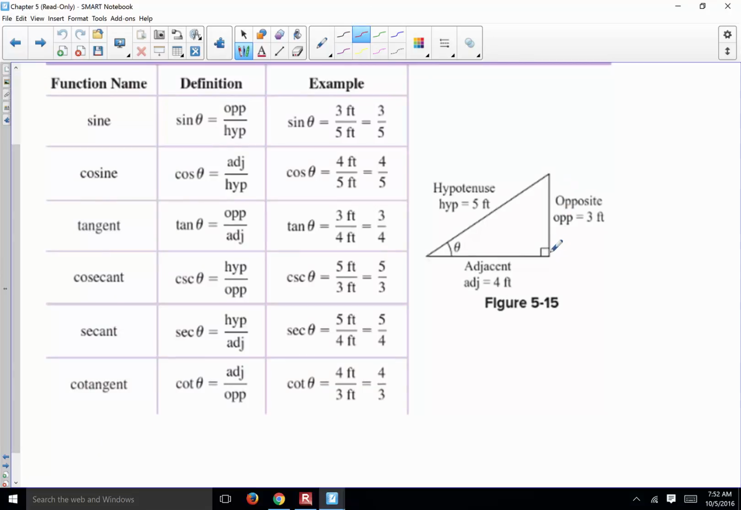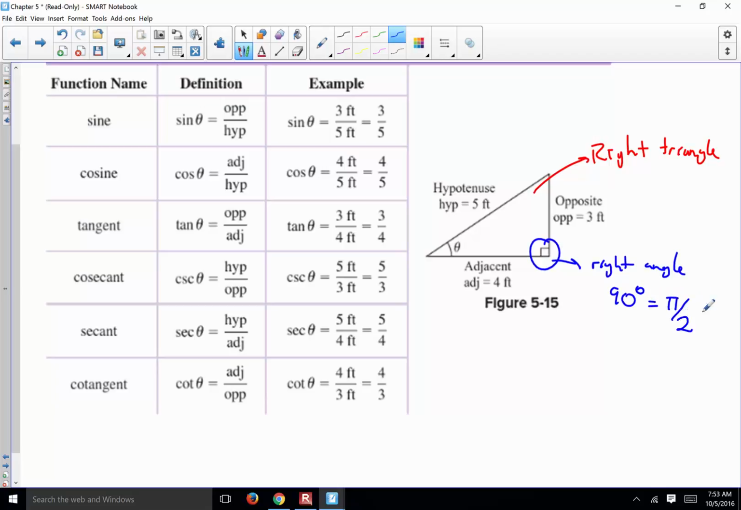Why do they call it right? Where does the word right come from? This is a right triangle. What makes it right? The angle right here. This is a right angle. We call a right angle the one that measures 90 degrees, or in other words pi over 2 radians. That angle makes any triangle right.